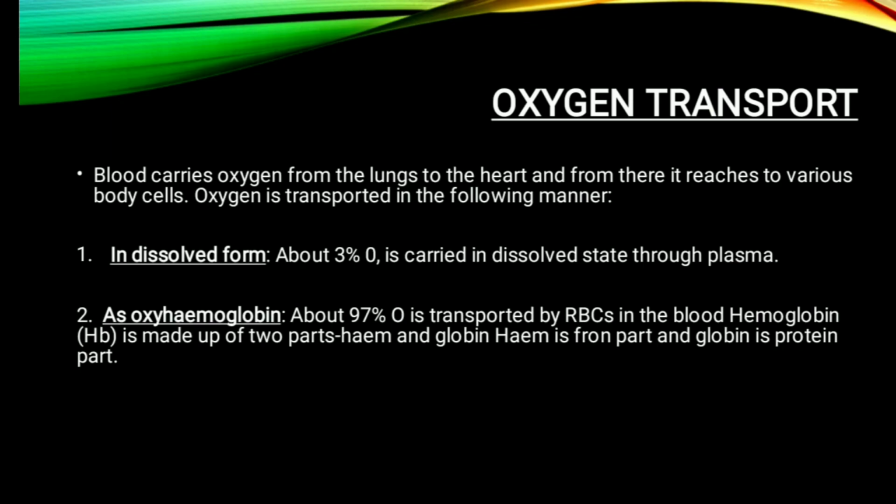Oxygen is transported in two major ways. First, in dissolved form, and second, as oxyhemoglobin. What is oxyhemoglobin? When oxygen binds with the heme part of hemoglobin, it forms oxyhemoglobin. So, about 3% of oxygen is carried in dissolved state through plasma, and the remaining 97% of oxygen is transported by RBC in the blood.